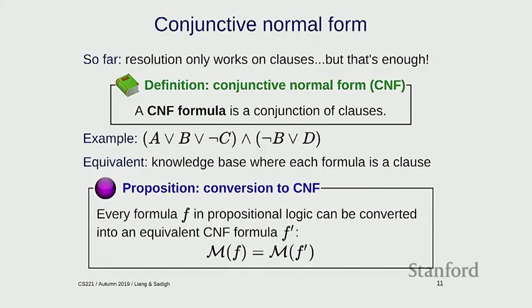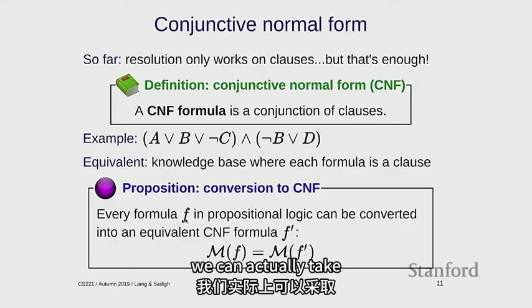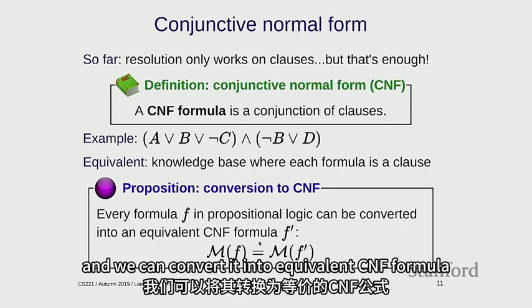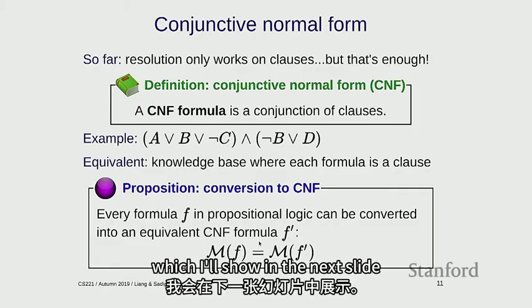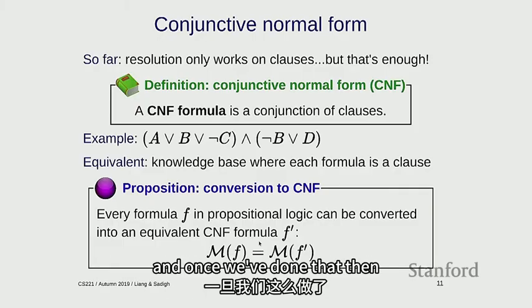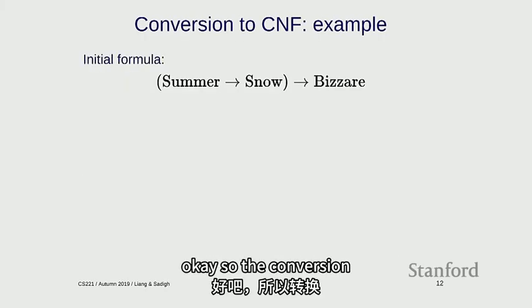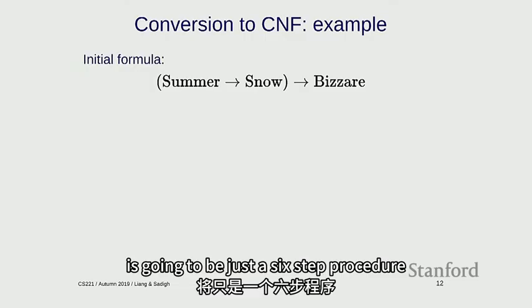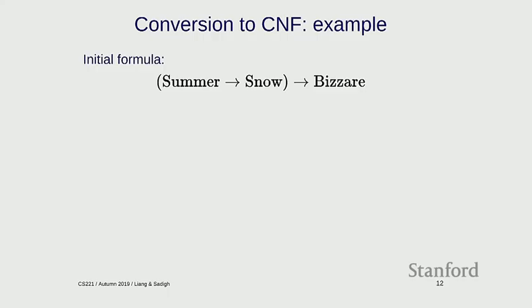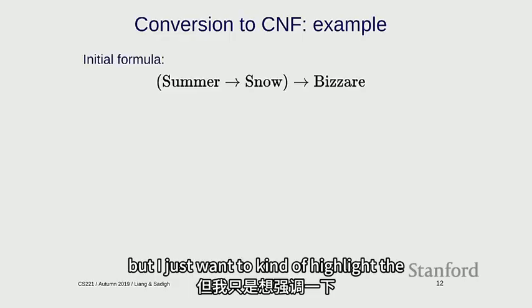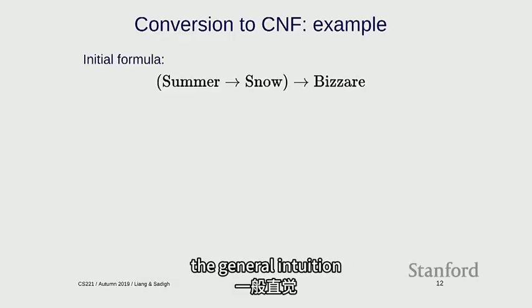Okay, so we can actually take any formula in propositional logic and convert it into an equivalent CNF formula, which I'll show in the next slide. And once we've done that, then we can use resolution, and life is good. Okay, so the conversion is going to be just a 6-step procedure. It's a little bit grungy, but I just want to highlight the general intuition.